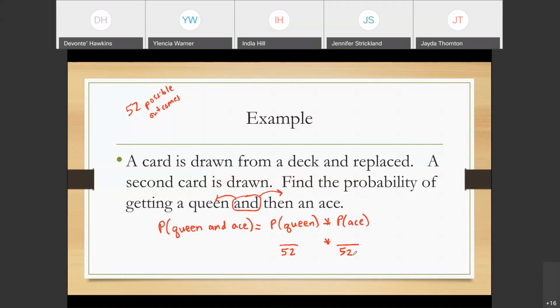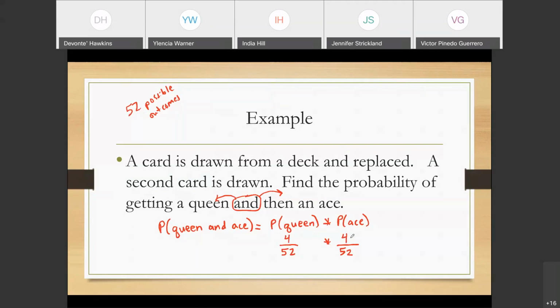All right, so what goes on top for the queen probability? So I'm asking myself basically how many queens are there in the deck? 4. 4. Good, Victor, thank you. All right, and then for the aces, you're saying to yourself how many aces are in the deck? 4. 4. Okay.